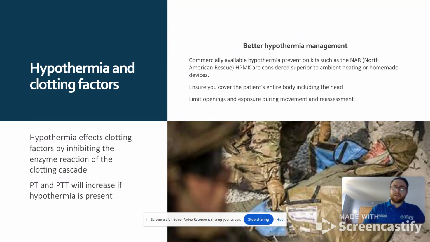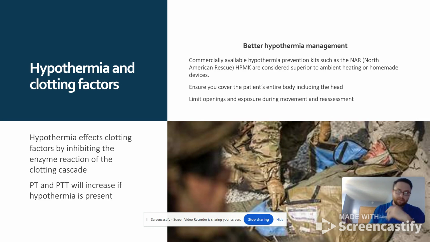So let's talk about some better hypothermia management. Commercially available products, there's a ton of them out there. The best one is the North American Rescue HPMK. It's considered superior because it comes in one singular package. It has an active heating element, and it also has a reflective heating element, as well as a head covering. And it's just one kit. You have everything in there. You don't have to go looking for anything.